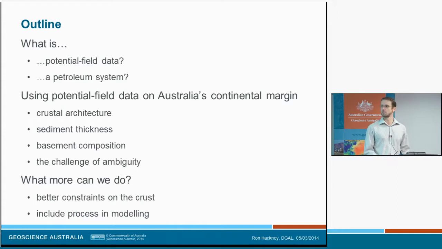We're always faced with this issue when we're dealing with gravity and magnetic data. So in that context, what more can we do? Can we get better constraints on the crust? And can we somehow include process in our modelling? Rather than just doing static modelling, can we think about the processes that are involved in our modelling?